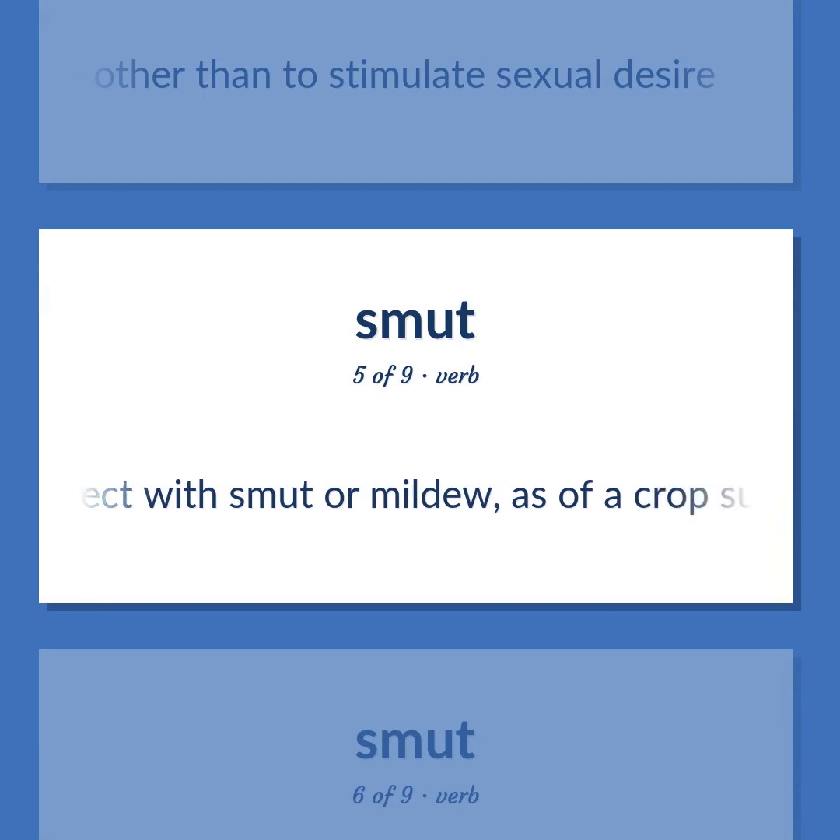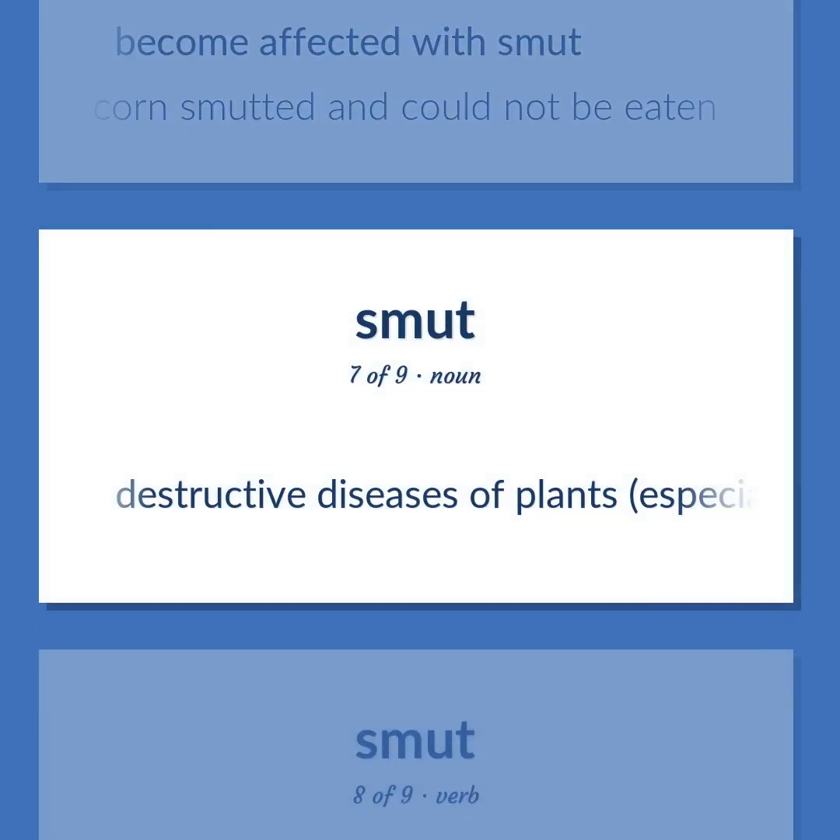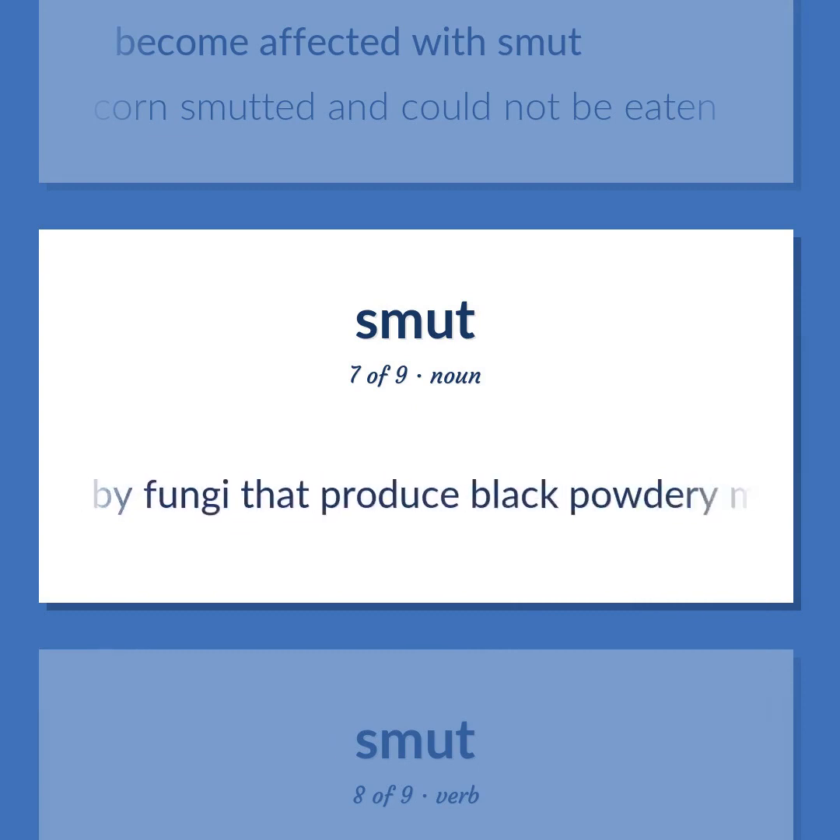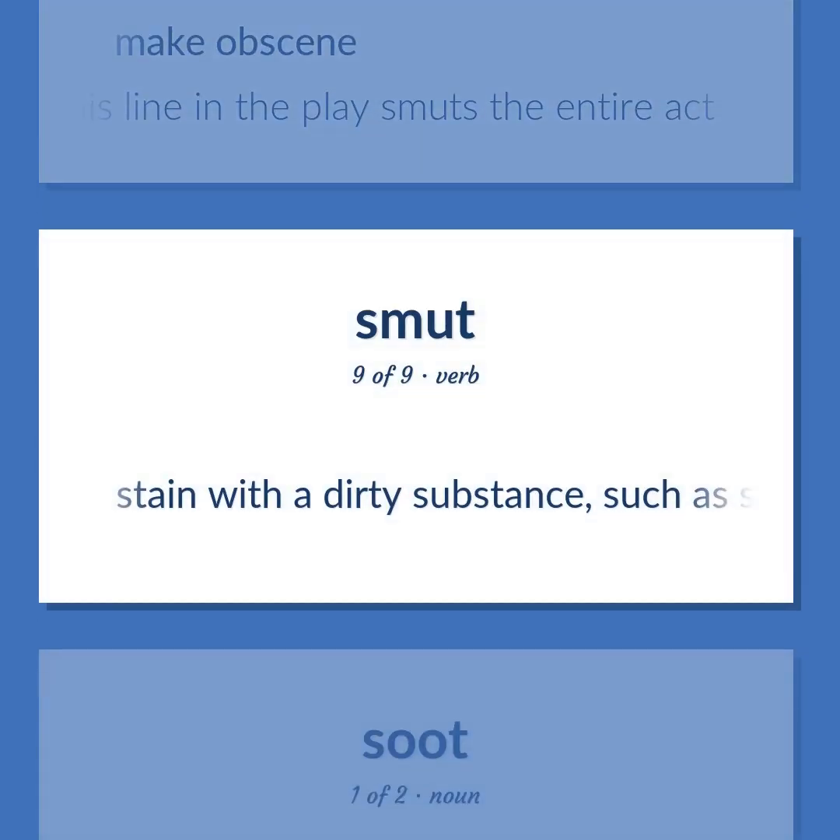Effect with smut or mildew, as of a crop such as corn. Become affected with smut. The corn smutted and could not be eaten. Destructive diseases of plants, especially cereal grasses, caused by fungi that produce black powdery masses of spores. Make obscene. This line in the play smuts the entire act. Stain with a dirty substance, such as soot.